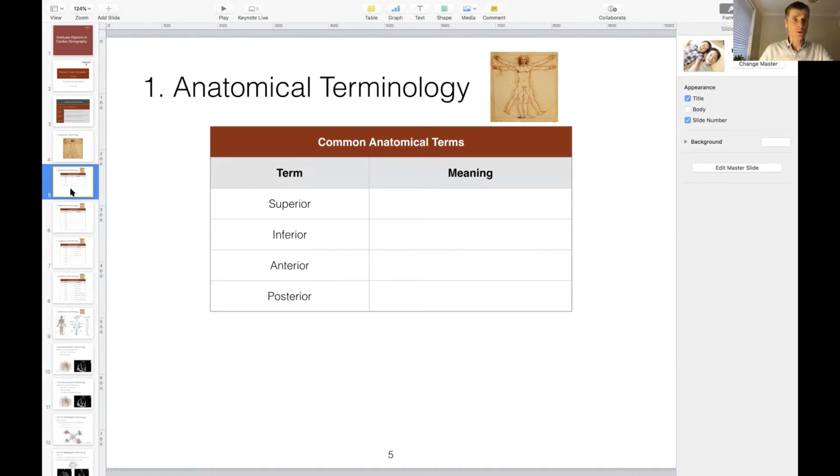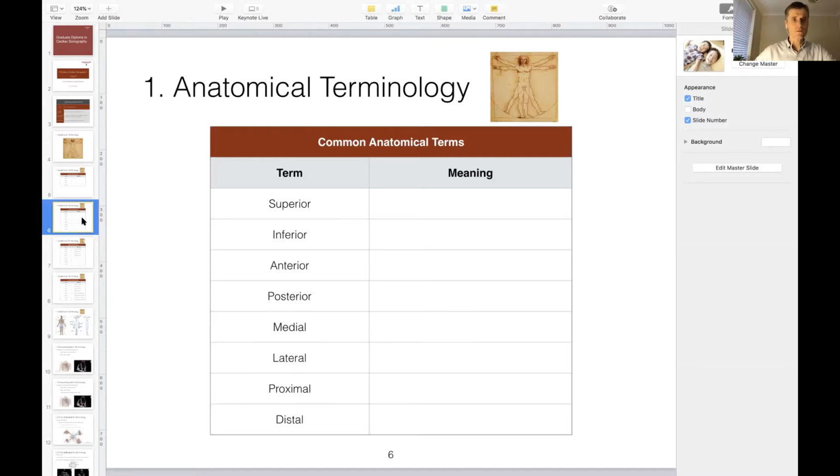So some of the terms you'll need to be familiar with include superior, inferior, anterior, posterior. So just have a think for a moment. What does superior mean? Inferior? What does anterior, what does posterior mean? What does medial and lateral mean? What does proximal and distal mean?